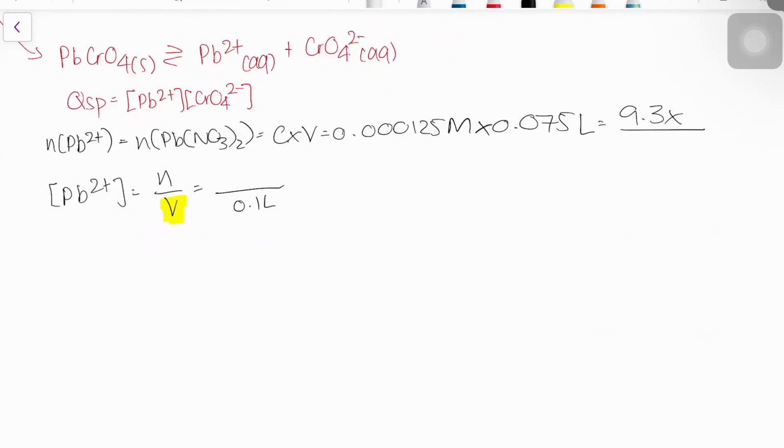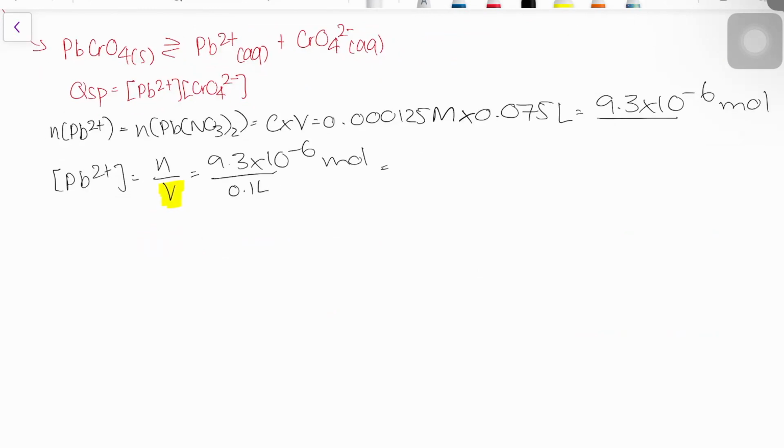What was the moles for Pb2+? 9.3 times 10 to the minus 6. So what's my concentration for Pb2+? 9.4 times 10 to the negative 5. You guys just got some rounding off issues there, so just watch out for that in your calculator.